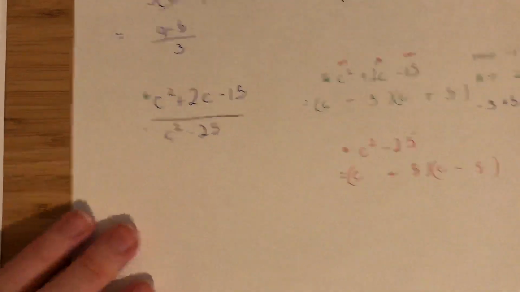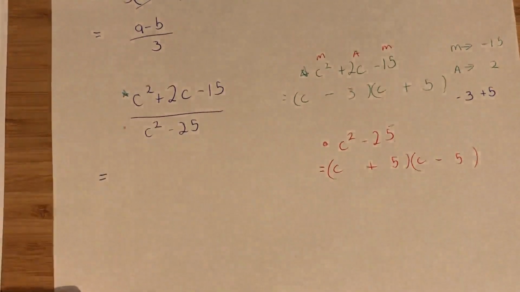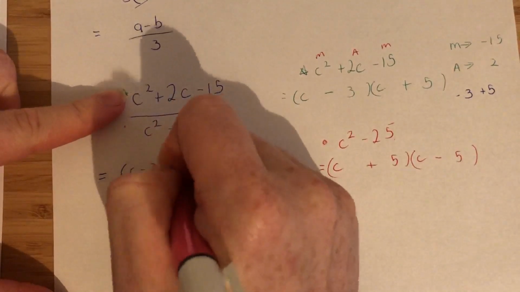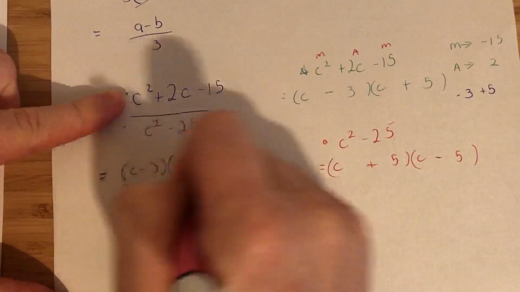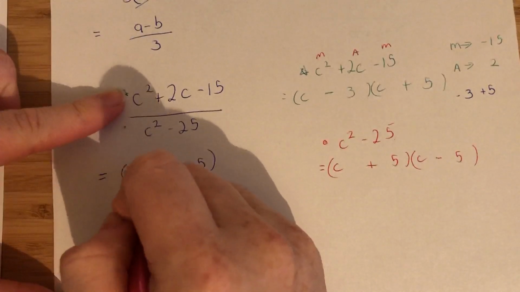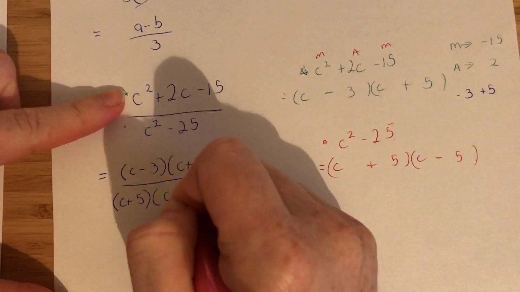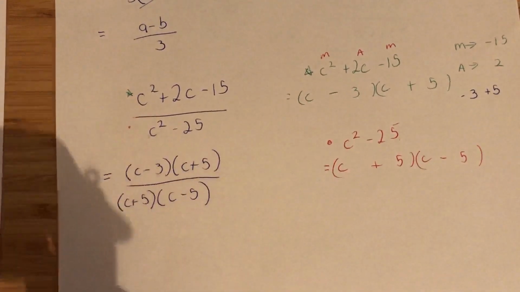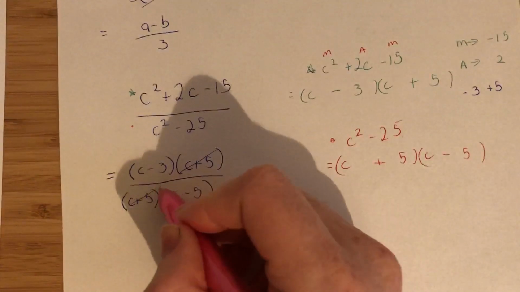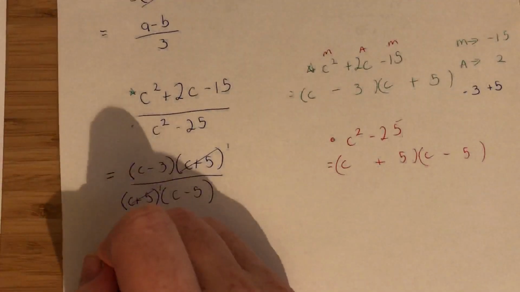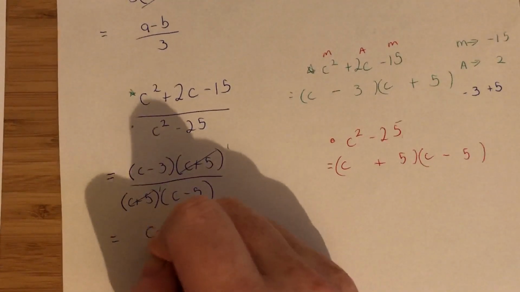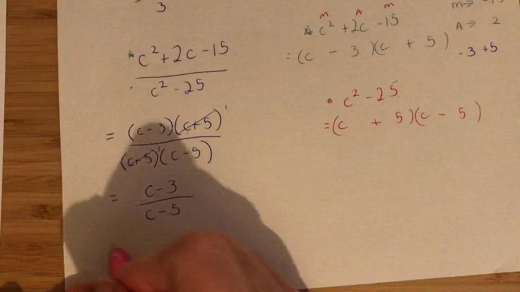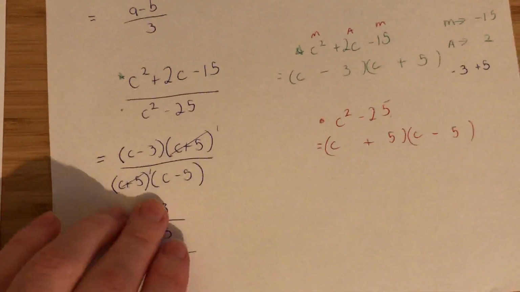So we've factorised both the numerator and the denominator, and we can now substitute that back in. So for the numerator, we've got c minus 3, c plus 5. And for the denominator, we have c plus 5, c minus 5. Right, hopefully you can see that there's a c plus 5 on the numerator and the denominator. So they simplify just to 1 on each one. So you're just left with c minus 3 on the top over c minus 5. That's you simplified. Right, I'm going to do a couple more.